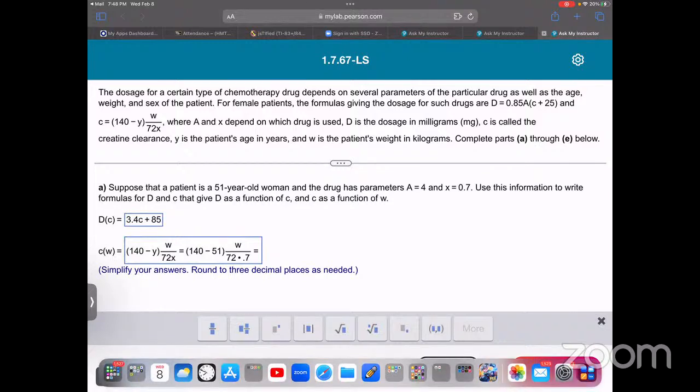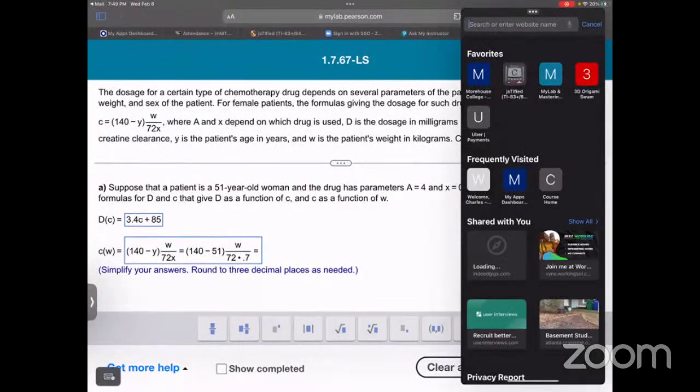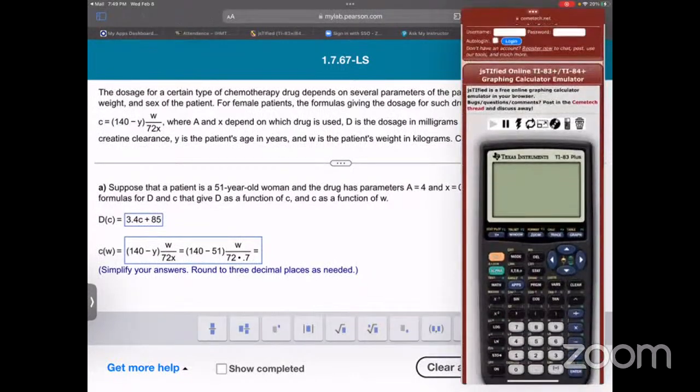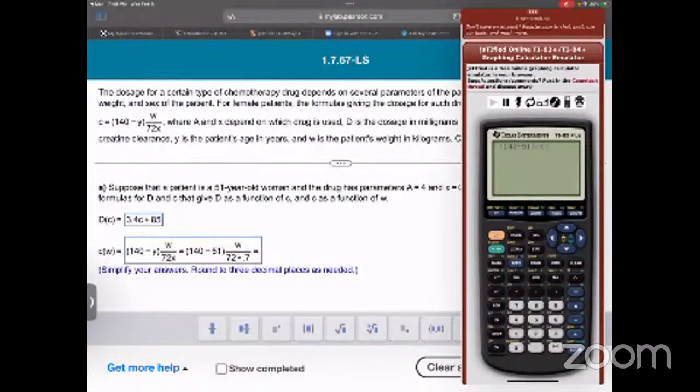But let me pull up. Do I have it ready to go? Hang on, because it's right here. I'm going to get it. So we're saying 140 minus 51 over 72 times 0.7. Okay. What number did you get? Well, 140 minus 51, I got 89. Okay.